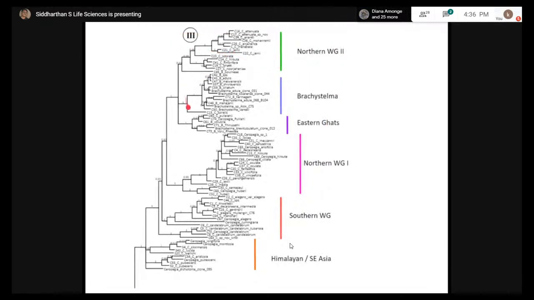And the Eastern Ghats species, which I mentioned, like Pullayi, are a separate lineage there. So within the northern Western Ghats are two entirely different lineages which are occupying the same state, which are occurring in Sinhagad.